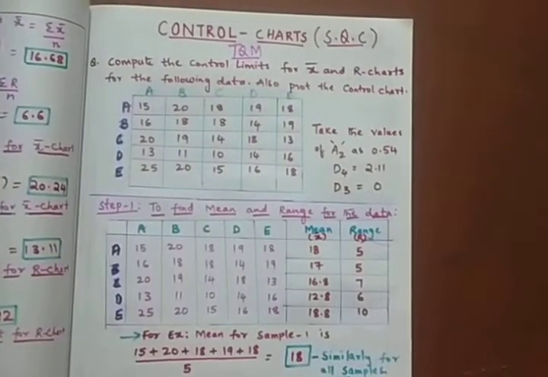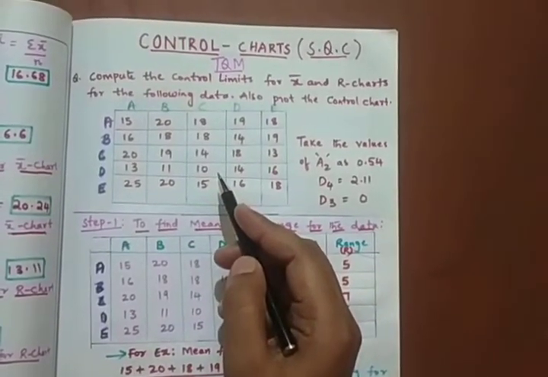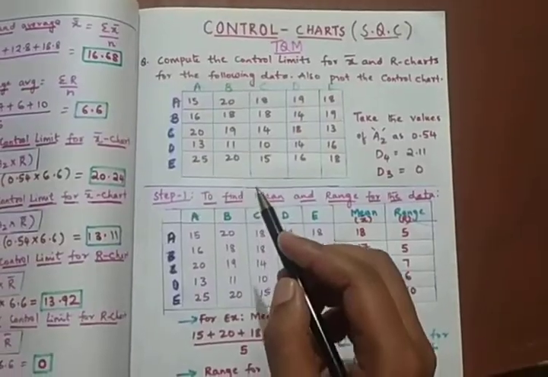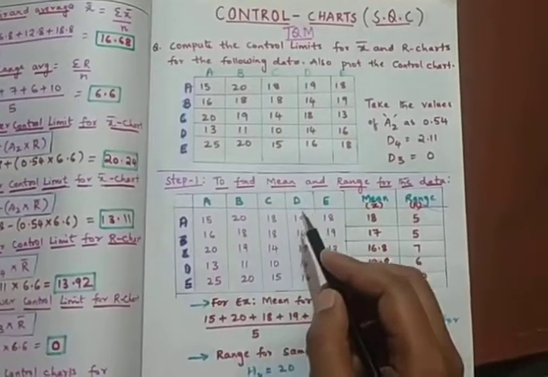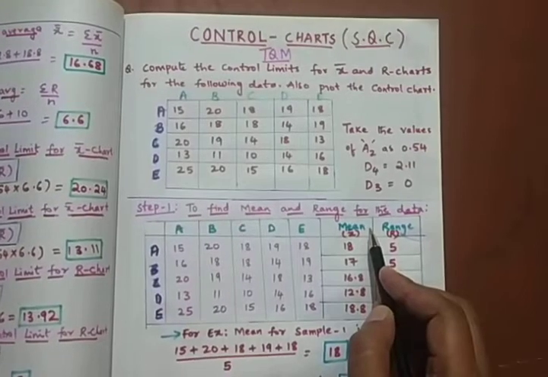The thing you need to do is just compute the control limits, and then plot the graph. That's all. I will be explaining it step by step. The first step is to find the mean and range for the data.